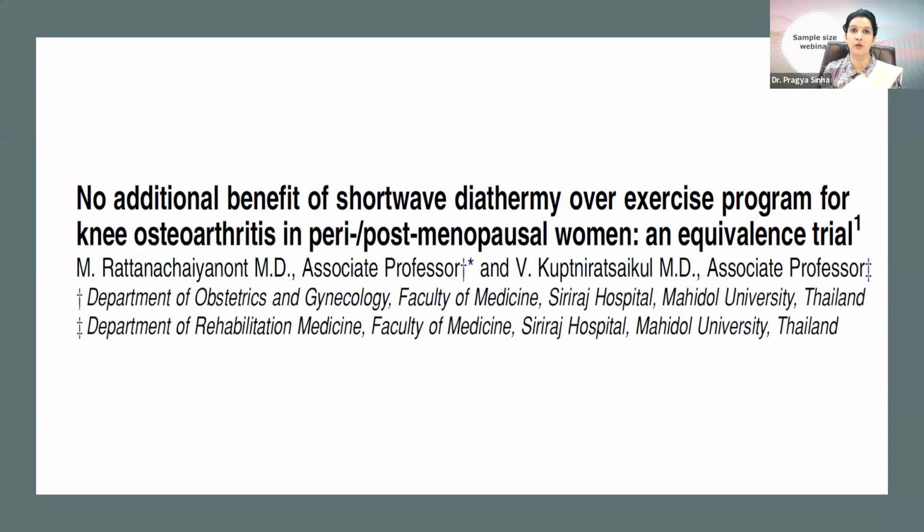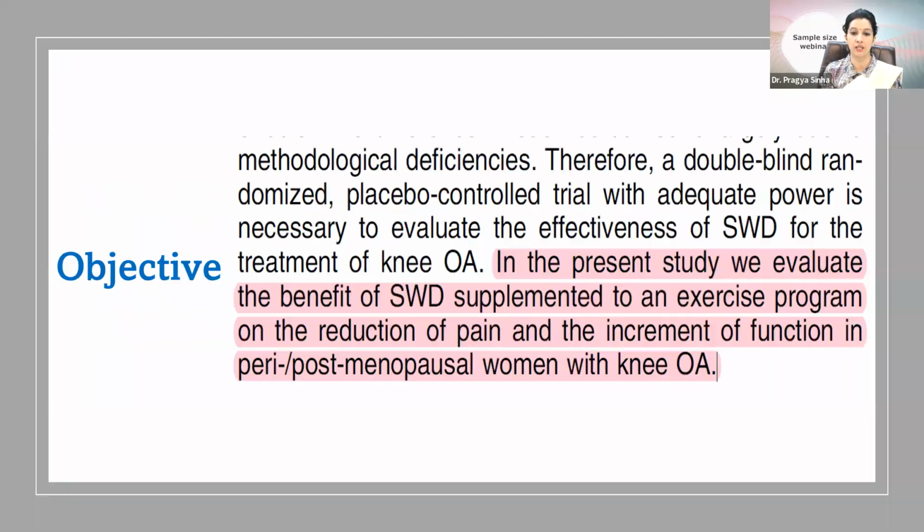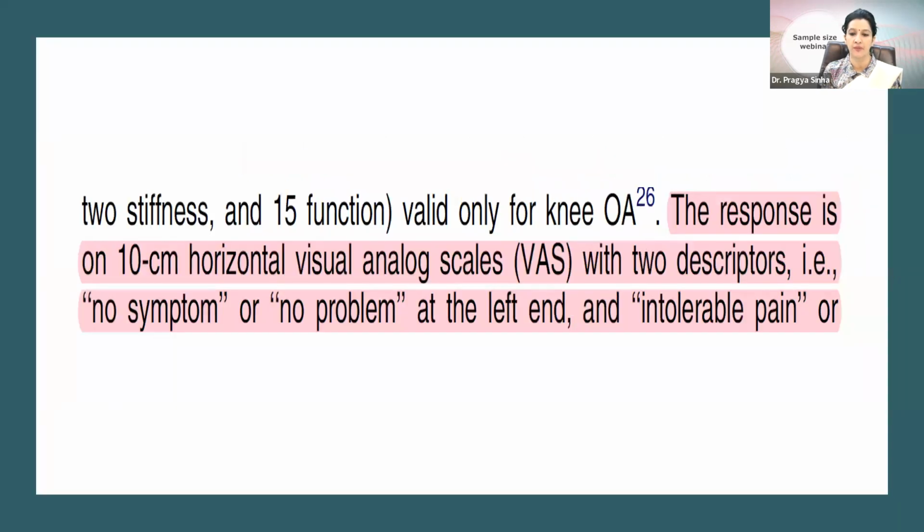in peri or post-menopausal women, an equivalence trial. In this case, the objective was, in the present study, they evaluated the benefit of this short wave diathermy supplemented to an exercise program on the reduction of pain and increment of function in the peri-post-menopausal women with knee osteoarthritis. So now they have taken the reduction in the pain, but over that 10 centimeter visual analog scale, they are deciding this, no symptom versus no problem or intolerable pain.